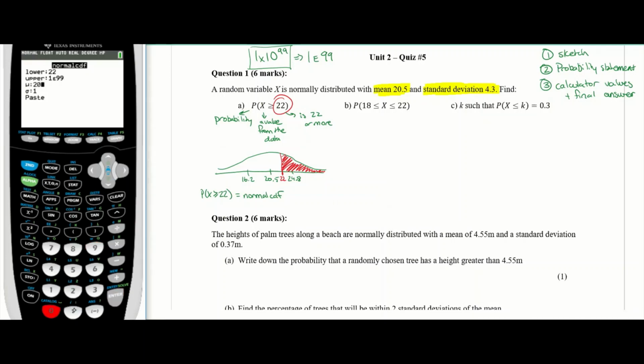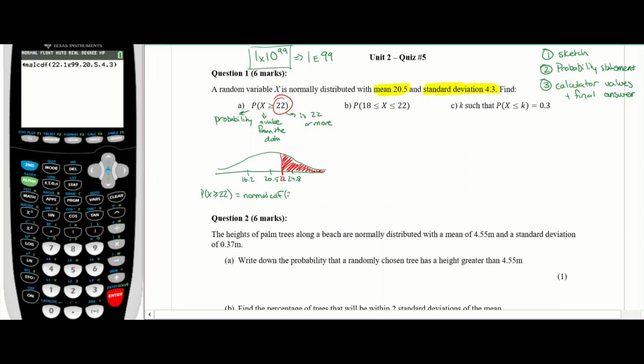Mean is 20.5, standard deviation 4.3. So I'm going to paste that in. It's going to give me all of this in a line. That is what I'm going to write in my solution. 22, 1 times 10 to the 99, 20.5, 4.3. Then I just press enter, and it'll give me the answer.